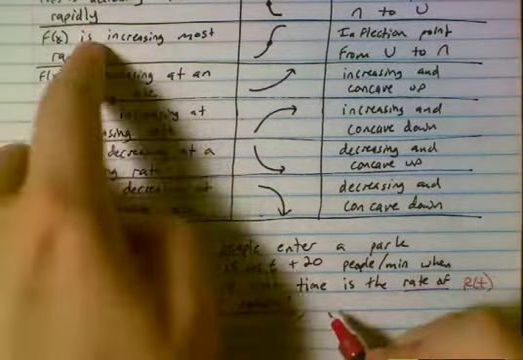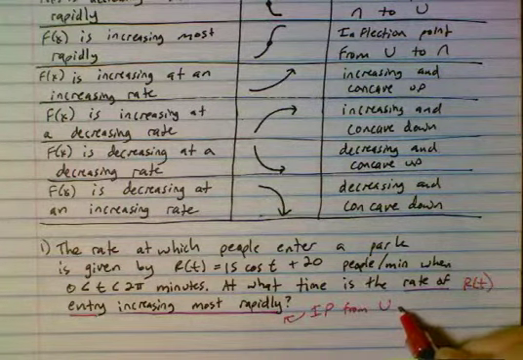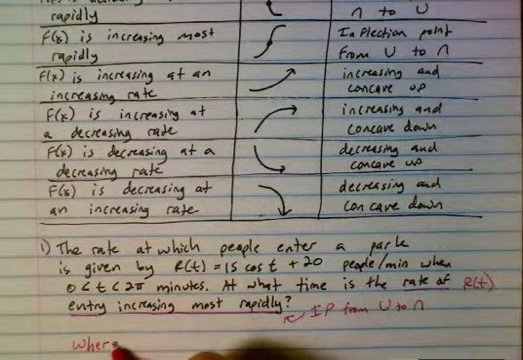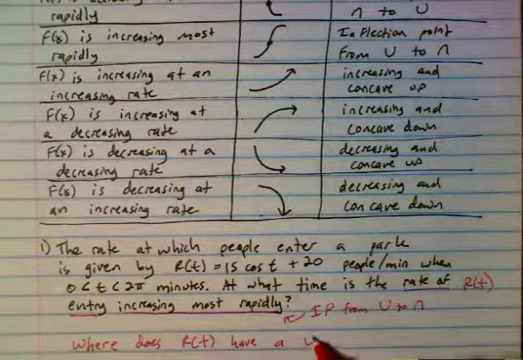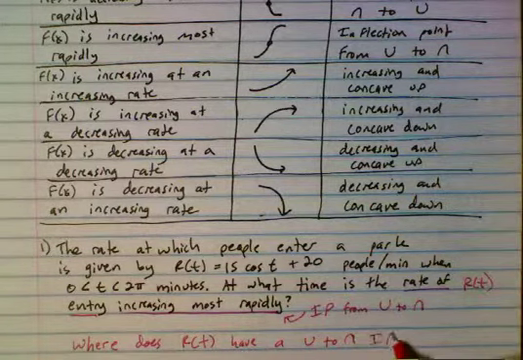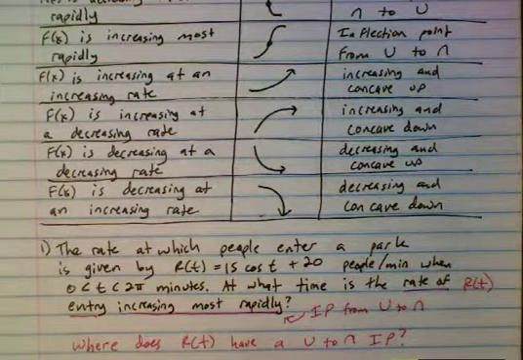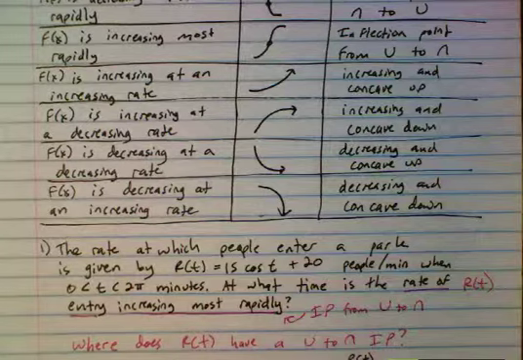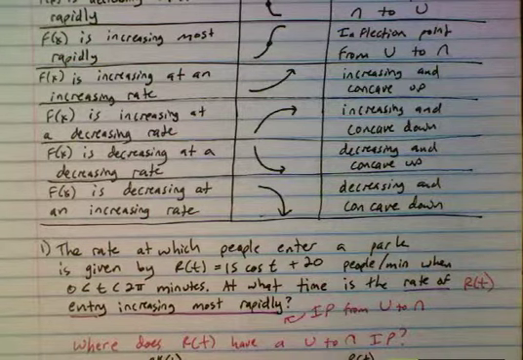Increasing most rapidly means an inflection point from concave up to concave down. So what this is really asking is, where does r of t have a concave up to concave down inflection point? That means we need an r of t line, going from 0 to 2 pi. If we're working with an equation, we have to have a plus minus line for concave up, concave down, and that would be the second derivative there. Again, 0 to 2 pi.